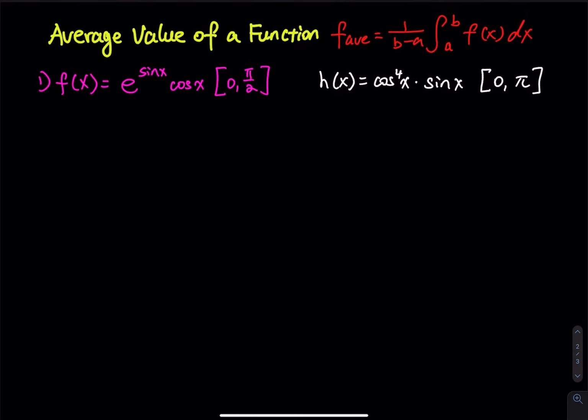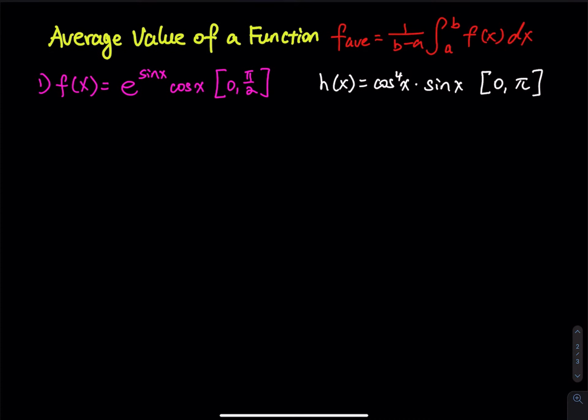In the previous video, I discussed the average value of a function. Let's do two more problems in here. So the first one, here we have f of x equals e raised to the sine x times cosine x, and then the interval x goes from 0 to pi over 2. So 0 is a, pi over 2 is b.